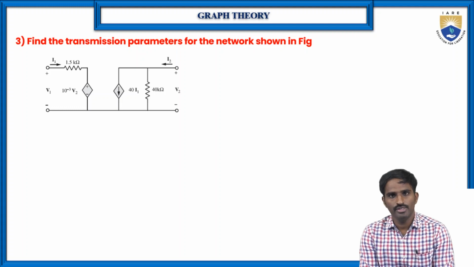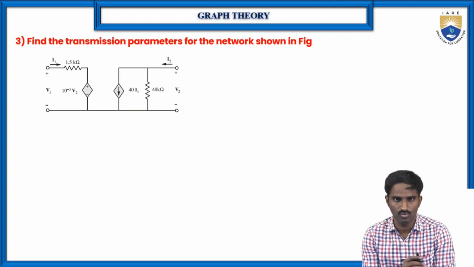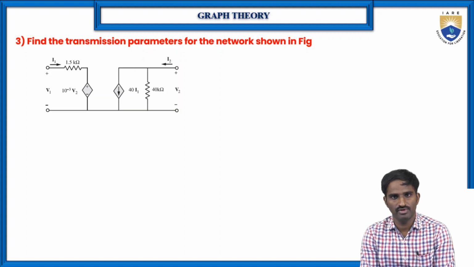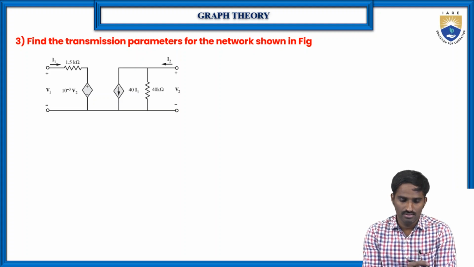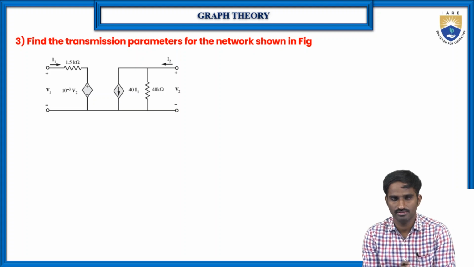Now we are going to solve the third problem. Of course, this circuit is a little complex, not more complex, a little complex compared to the previous circuit that we have discussed. For this particular circuit, again, we need to find the transmission line parameters. Of course, for any circuit, the conditions are the same. The condition will not change based on the circuit.